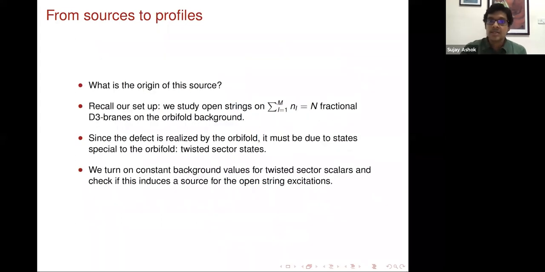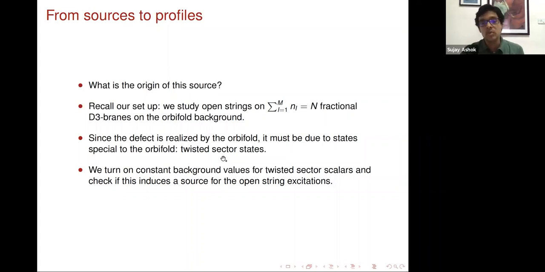Okay, so what is the source? What is the origin of the source? As I said, let's recall our setup. We have open strings between fractional D3 branes on this orbifold background, and since this defect is specifically realized by the orbifold, there must be some states particular to the orbifold that are responsible for the source, and the natural candidates are these twisted sector closed string states.